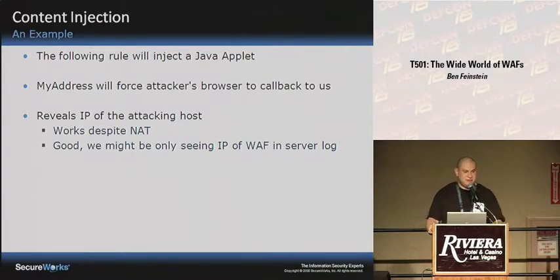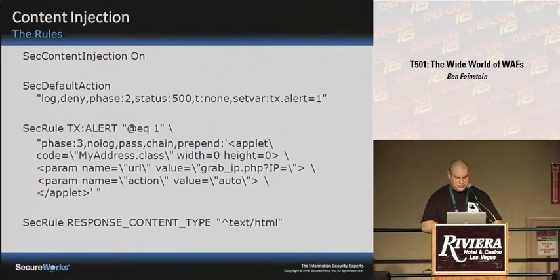What it does is it runs the applet inside the user's browser, and it sends a callback back to us identifying the browser's actual IP address. It's not going to be affected by NAT, so it'll be interesting to actually see their internal IP address. So here are the rules that you're going to need to do that. You turn on content injection. It's off by default. You set an alert variable, tx.alert.